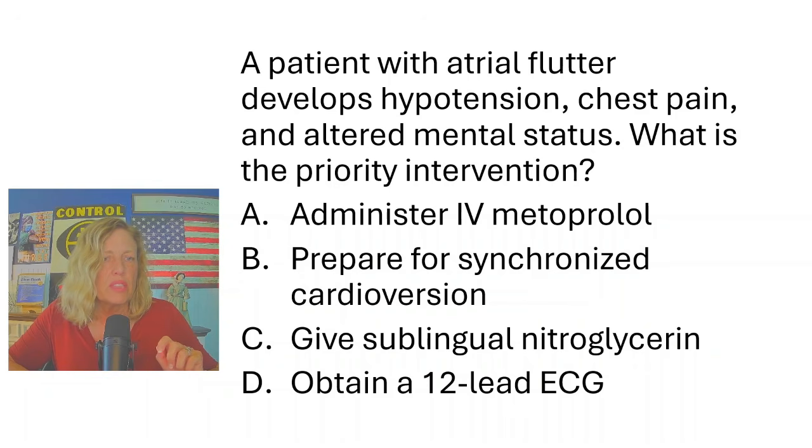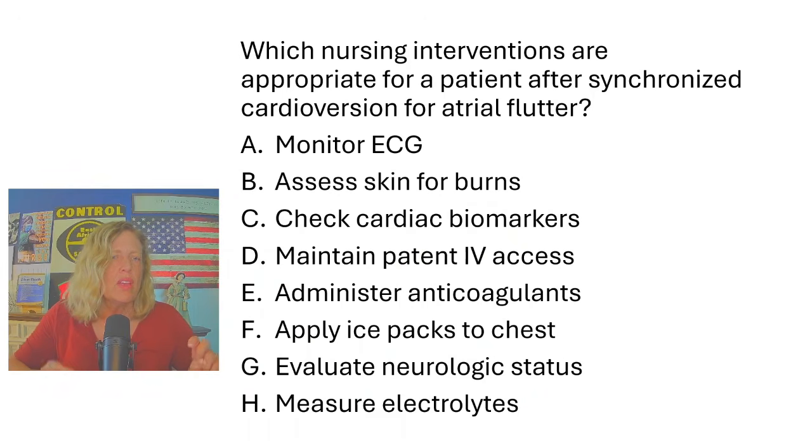Give sublingual nitroglycerin. Well, that's treating the symptom of chest pain, not treating the cause, which is atrial flutter. Obtain a 12-lead ECG. You could do that. I mean, that's fine. But they're in an acute heart failure. So the correct answer, the quickest way to get them out of this rhythm, is synchronized cardioversion.